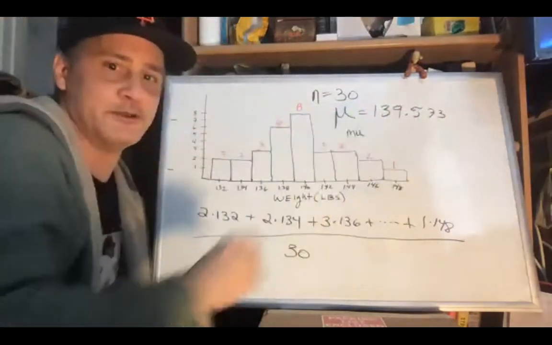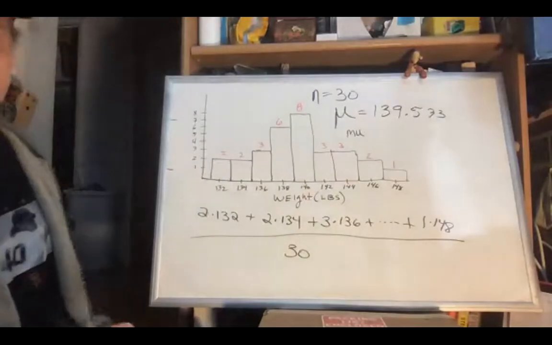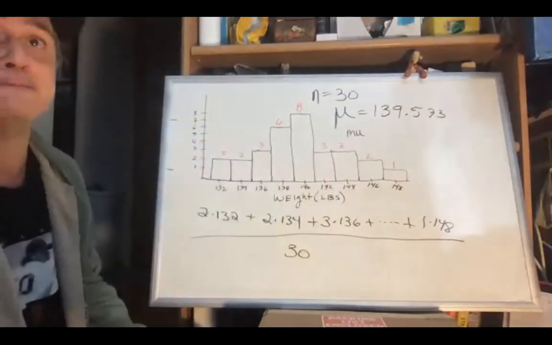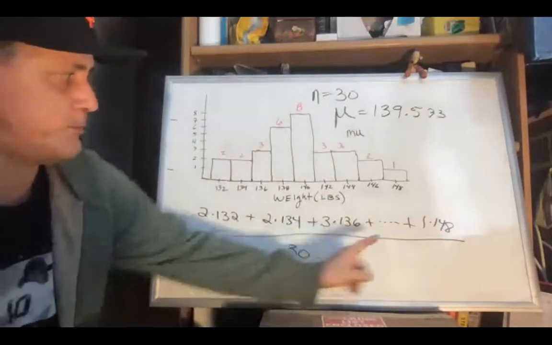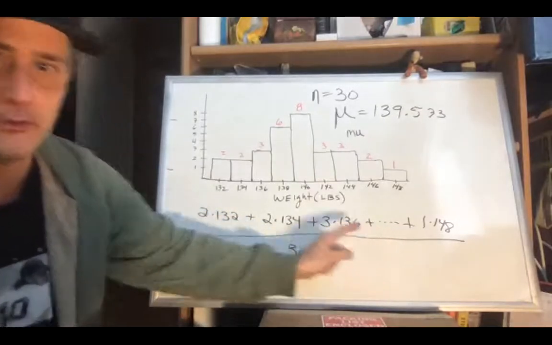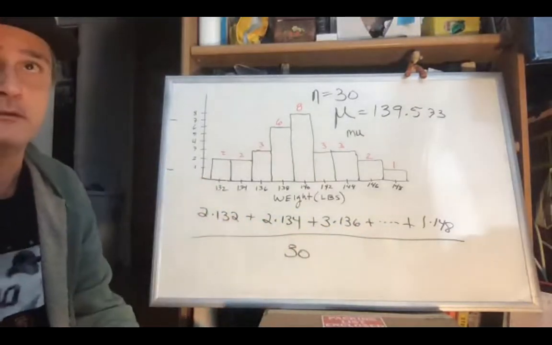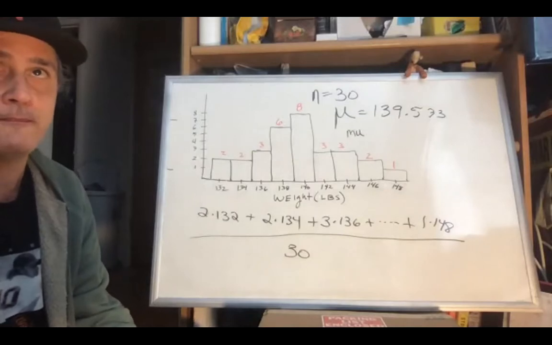All right, and what you should have gotten, at least what I got, was 139.533. A little awkward to write when you gotta lean over. My back is killing me. So anyway, that's the mean. Now again, I just put plus because it's the same pattern. There's no way I'm gonna be able to write that on the board. All right, everybody okay with that?